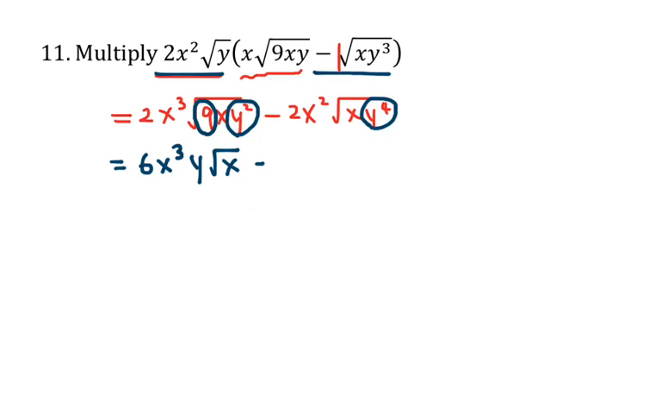Minus, here we get 2x squared, and then y to the fourth comes out, becomes y squared and square root of x. And that becomes our final answer because we cannot add them up anymore.